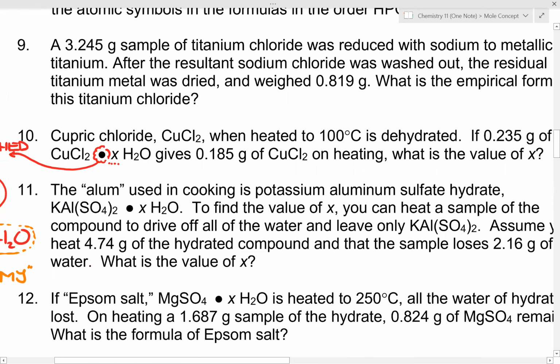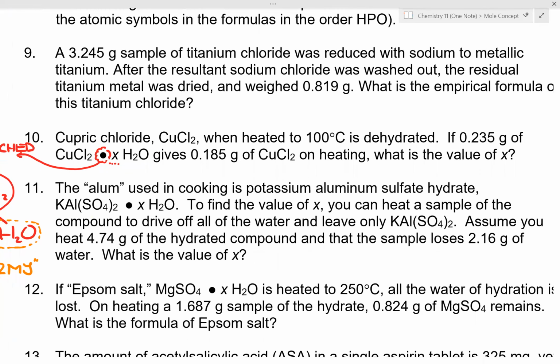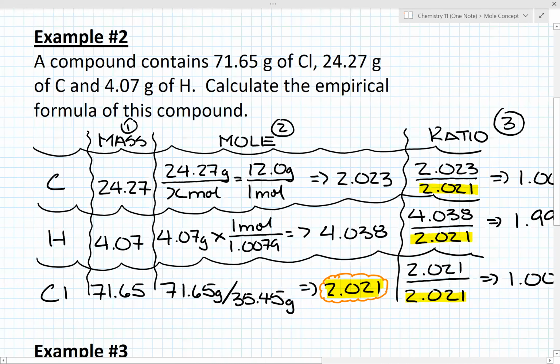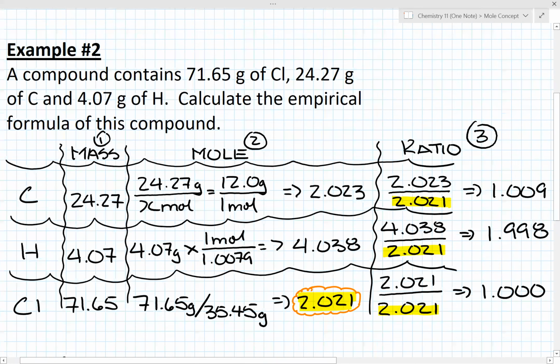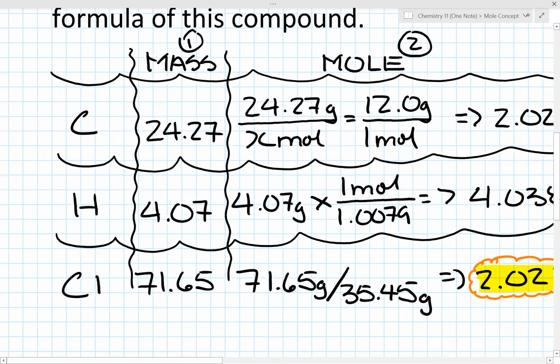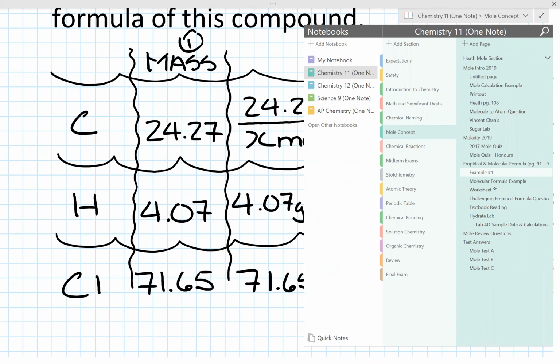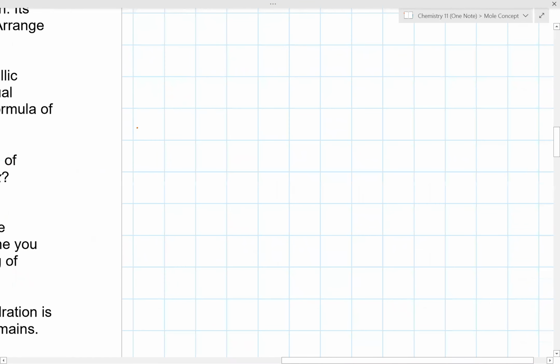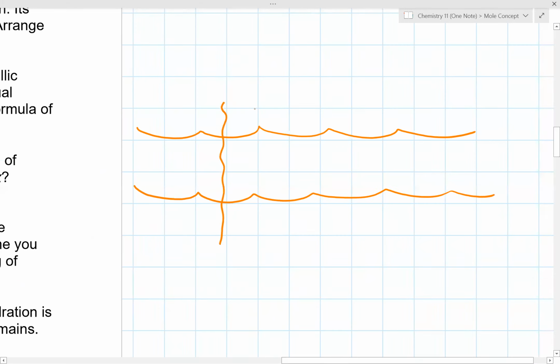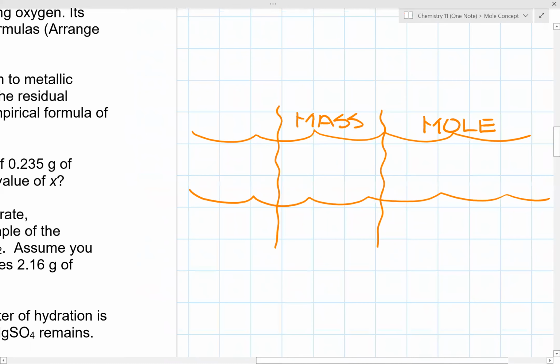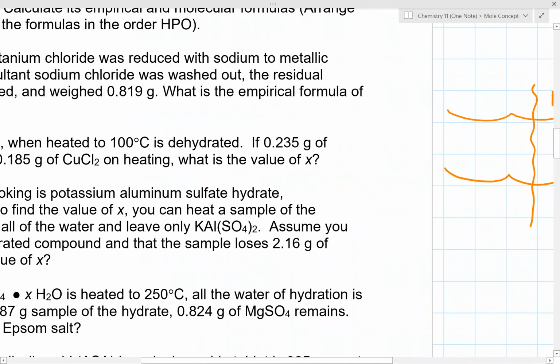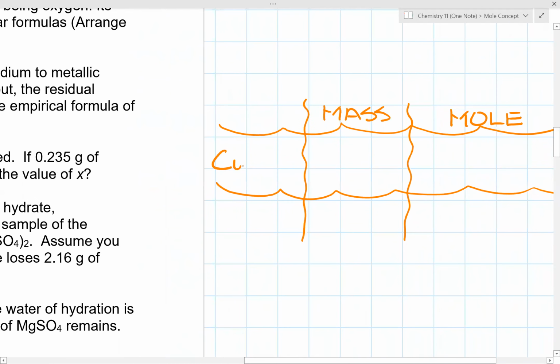So how do we approach this question? Well, this question is very similar to how we did the question up here, where we have mass, mole, and ratio. Notice on the left-hand side, we used carbon, hydrogen, chlorine, which are atoms. So when we set up a question something like this, we do the exact same thing. I'll still use the table, and I'll still set up the mass and moles. The setup is exactly the same, but instead of using elements like carbon, hydrogen, and oxygen, now we focus on the molecule. So we use CuCl2, and we have H2O.